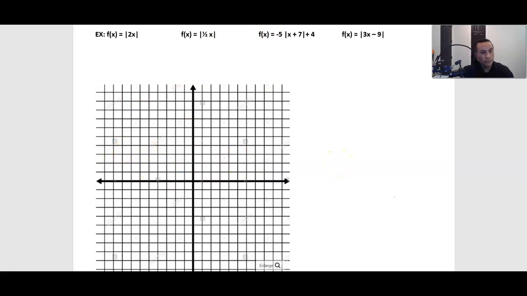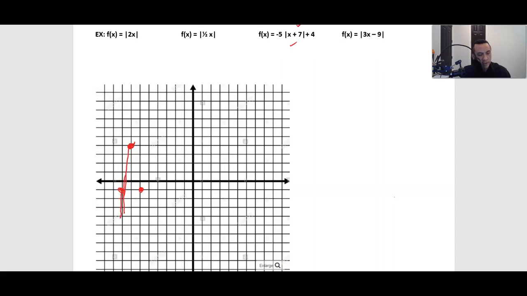This one, let me see. When we graph this one, we're going to go 7 units to the left: 1, 2, 3, 4, 5, 6, 7. We're going to go 4 units up: 1, 2, 3, 4. We're going to go right here, at -7 and +4. Then the graph is going to go downward because that's a reflection, and the slope is 5 to 1: 1, 2, 3, 4, 5 to 1. So it's going to be a very, very slim V shape.